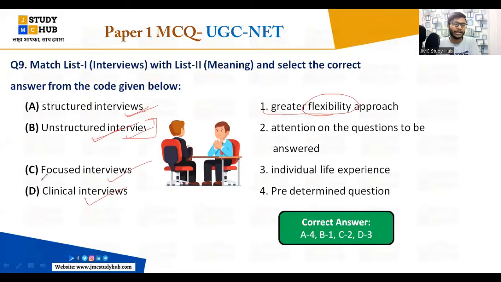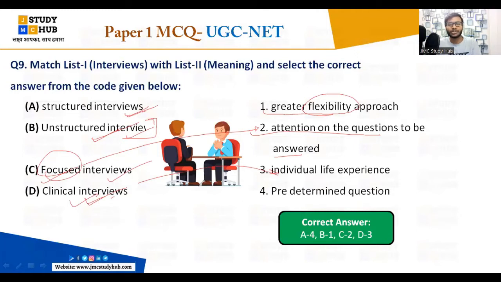See here, it is the focused interview. It means attention on the questions to be answered. Focus means attention. The attention is on the questions to be answered. This is the focus interview. Clinical interview, the fourth one, is about individual life experience, right? You are taking the interview about the individual's life experience. This is the clinical interview.